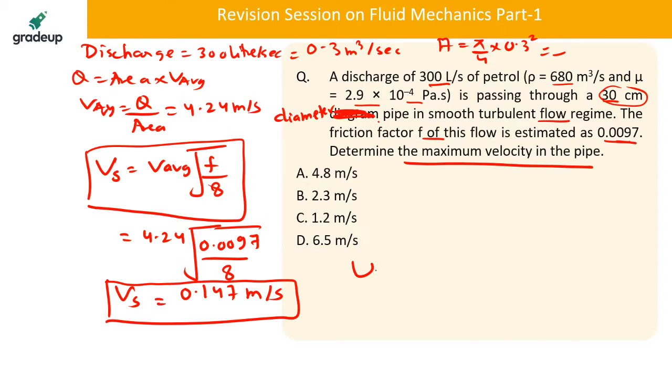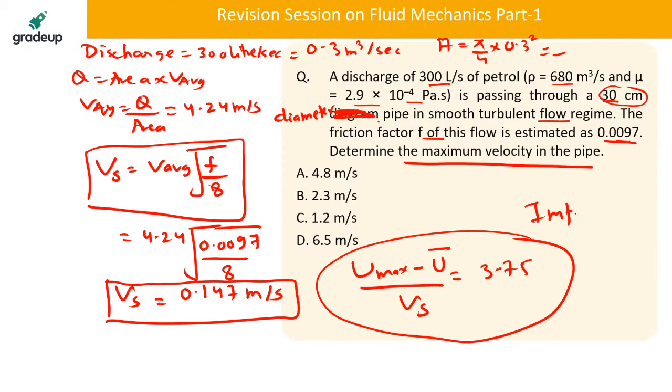The maximum velocity minus the average velocity divided by the shear velocity is equal to 3.75. This is a very important relation. So you have to find the maximum velocity; you know the average velocity and shear velocity. Maximum velocity minus the average velocity, 4.24, divided by shear velocity 0.147, is equal to 3.75. So from here you can get the value of maximum velocity.